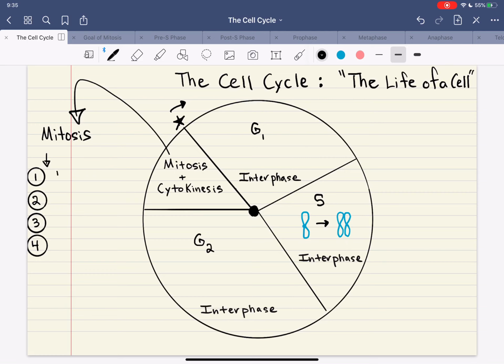The first phase of mitosis is called prophase. The second is metaphase. The third is anaphase. And the fourth is telophase. And these are consecutive, so it goes from prophase to metaphase to anaphase to telophase. A continuous process.